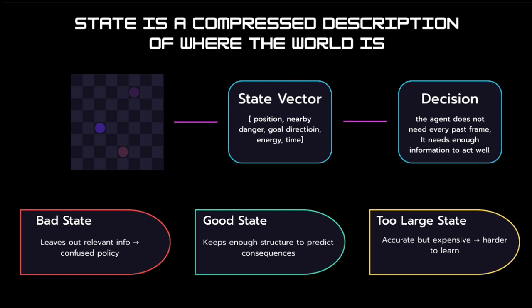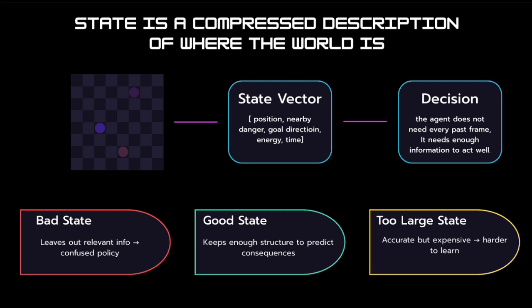A good Markov state is like a summary that is sufficient for decision making. If two situations have the same state description, then taking the same action should create the same kind of future possibilities. That's the ideal. It makes the problem manageable because the agent can learn transitions between states instead of memorizing every possible history.